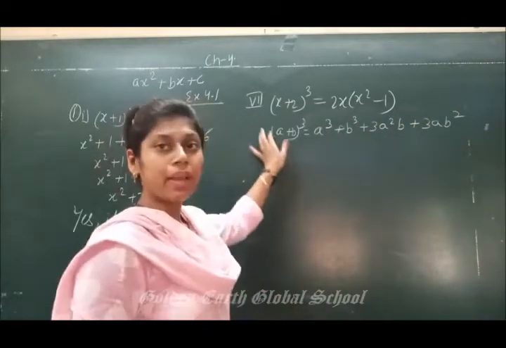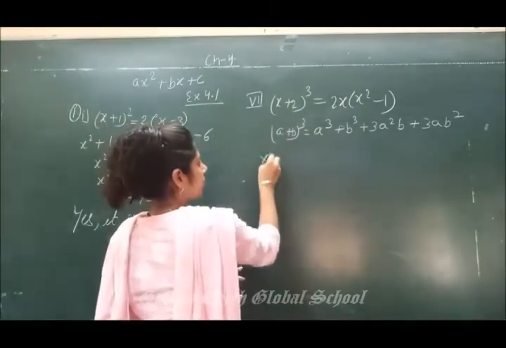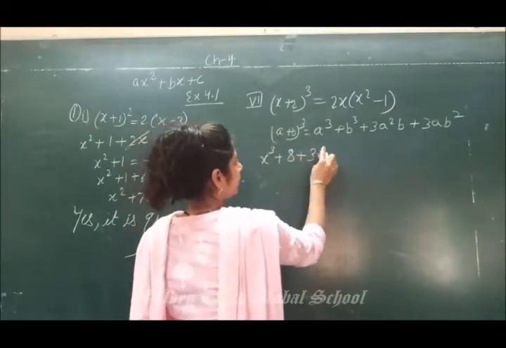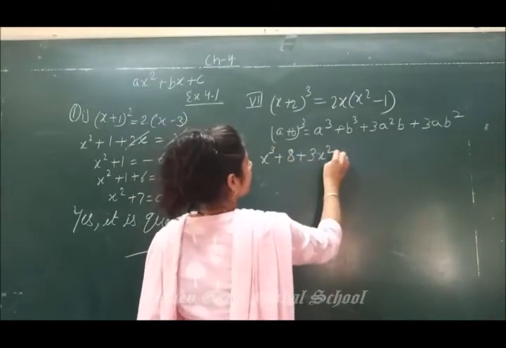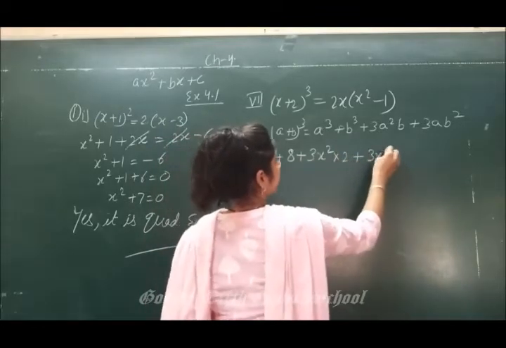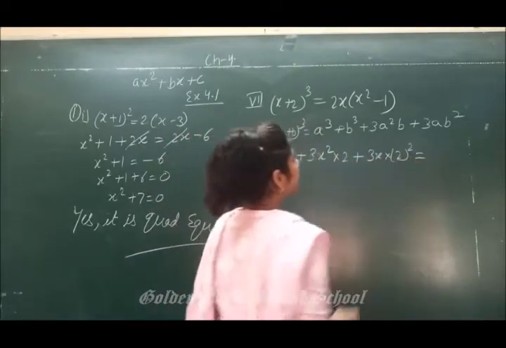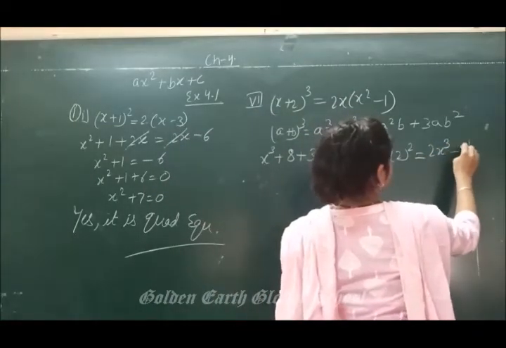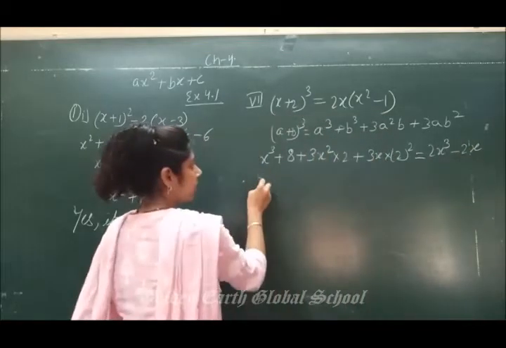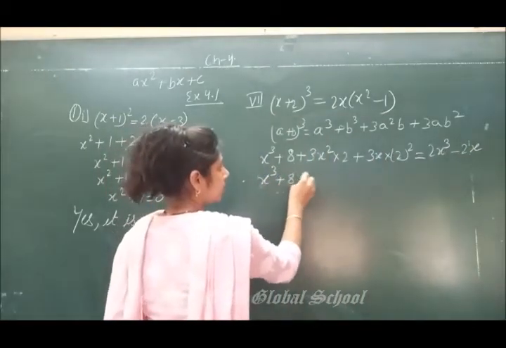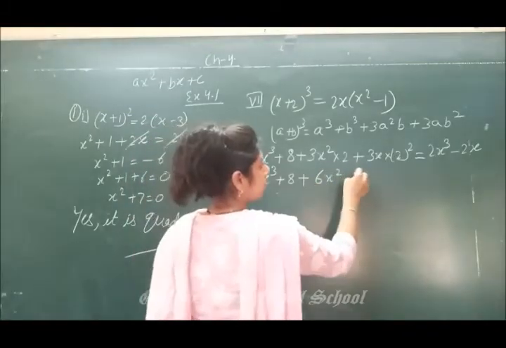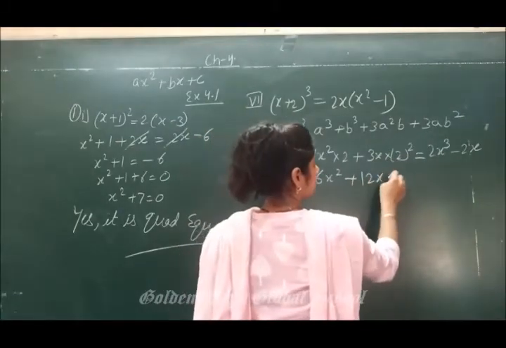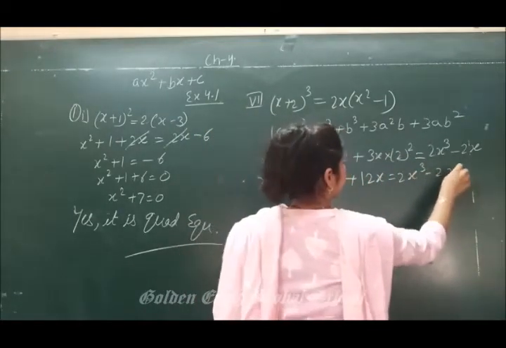Left hand side we will apply this identity. So here it will become x cube, 2 cube is 8, 3 into a square means x square, b is 2, 3 into x into 2 square. Right hand side we will open the bracket. It will become 2x cube minus 2x. Now on simplifying, it will become 6x square plus 2 square is 4, 4 3s are 12, and right hand side 3.